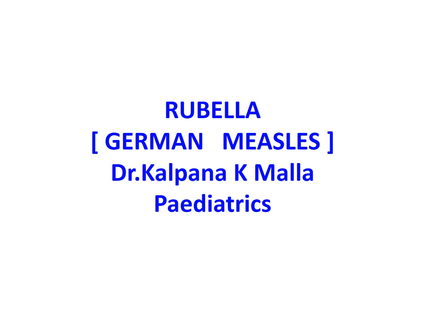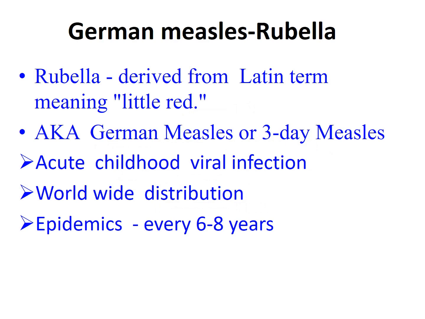Hello everybody. I'm here again and today the topic of discussion will be rubella, which is also known as German measles. The term rubella is derived from a Latin term which means little red. Rubella is also known as German measles or 3-day measles, because the rash of rubella lasts only for 3 days.